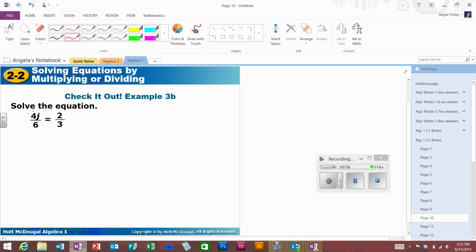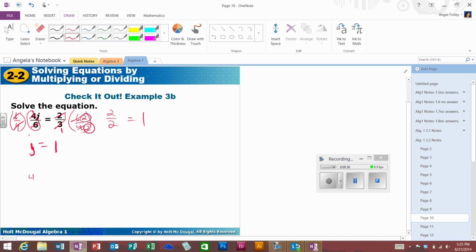All right, so we have 4/6 times j equals 2/3. So to get rid of it, we're going to multiply by the reciprocal, which is 6/4. So I have j equals. I can cancel that 2 out of there, 2 out of there, 3 out of that, and 3 out of that. So I'm left with 2/2, which is just 1 whole. Okay, 2/2 is equal to 1.